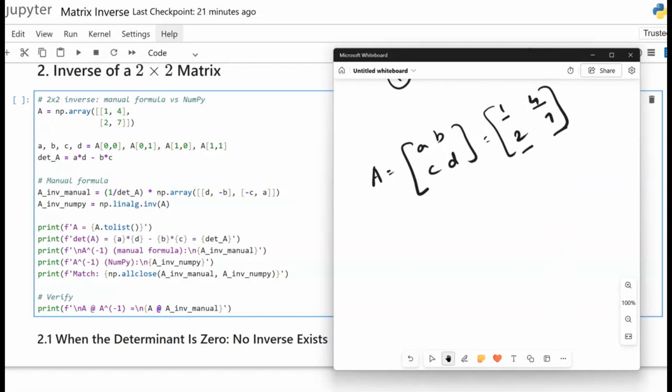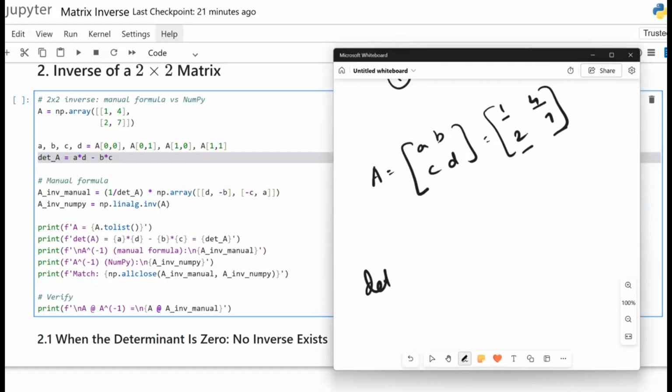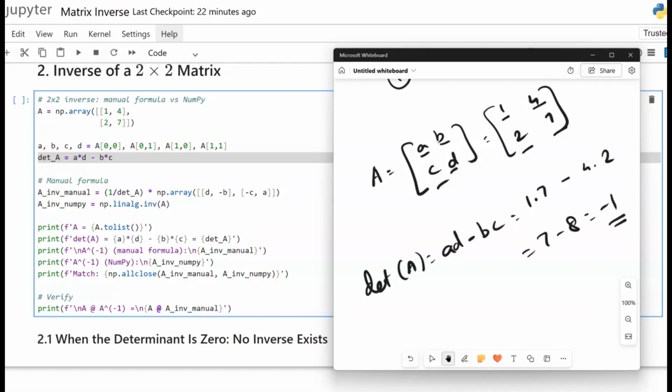Okay, now let me define the determinant of A. Here it is specified as a multiplied by d minus b multiplied by c. So the determinant of A is equal to ad minus bc. Here, 1 into 7 minus 4 into 2, which is equal to 7 minus 8. Here it is minus 1.